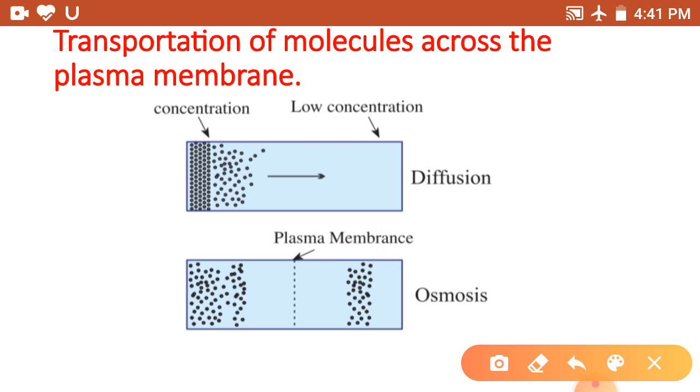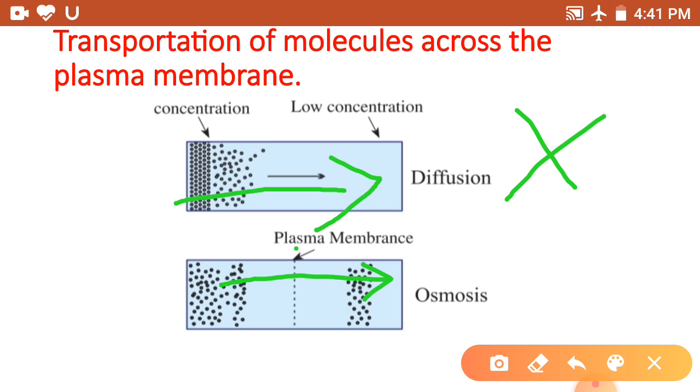Means here in diffusion only solute can move from higher concentration to lower concentration, and here there is no plasma membrane. But in osmosis, solvents move from high concentration to low concentration with the help of a semi-permeable membrane or plasma membrane, or from lower concentration to higher concentration with the help of a semi-permeable membrane or plasma membrane. This is called osmosis.